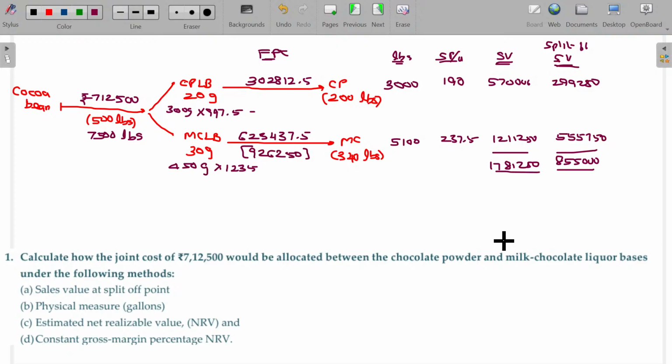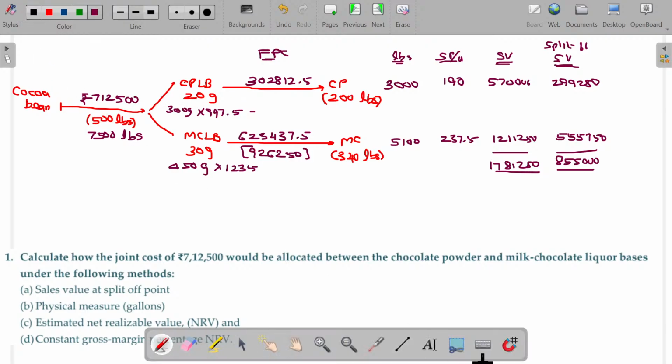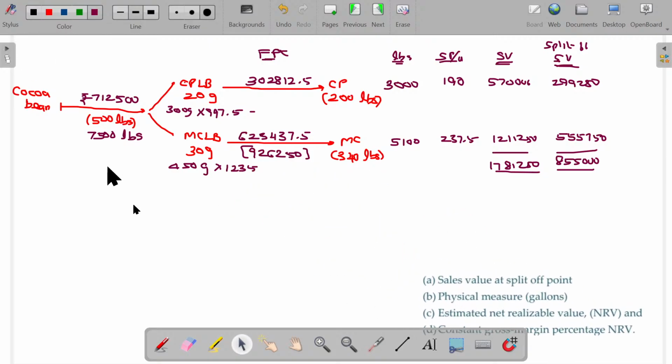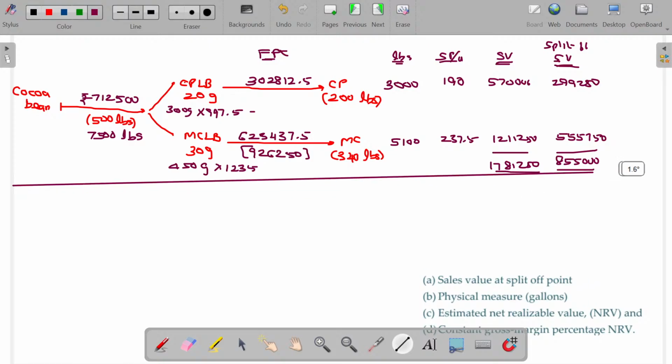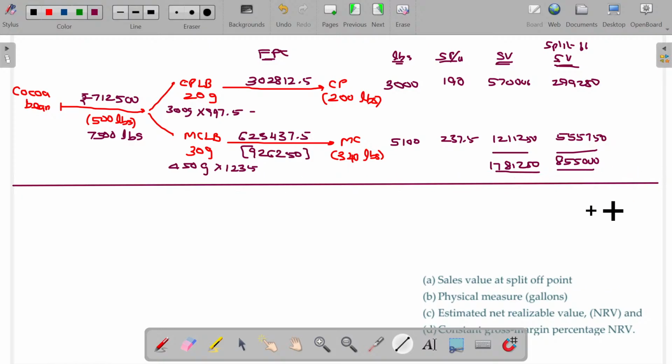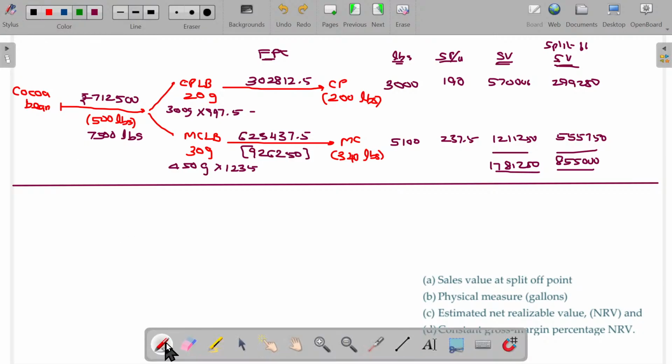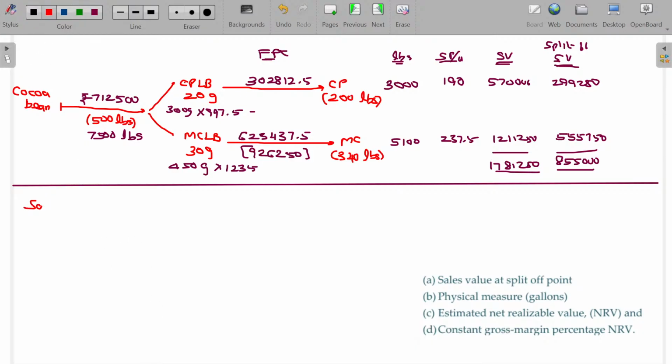Now, sales value at split off point. First case. These are the 4 methods. This is the working note. I'll keep it here. Sales value at split off point.